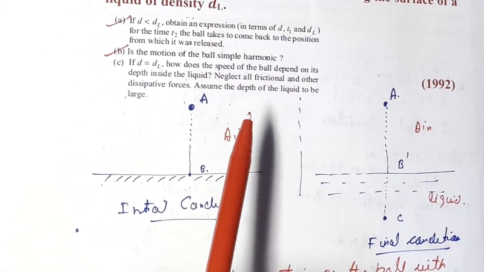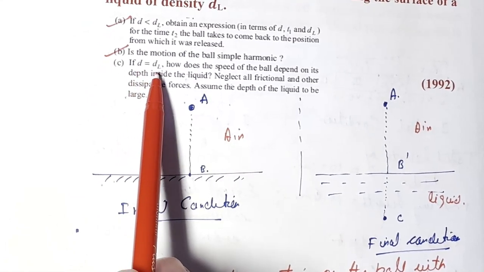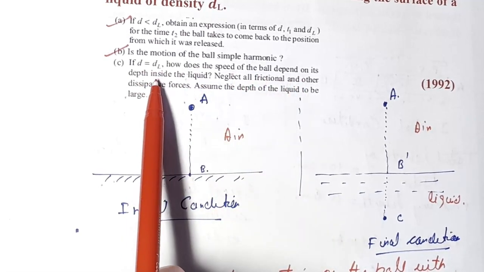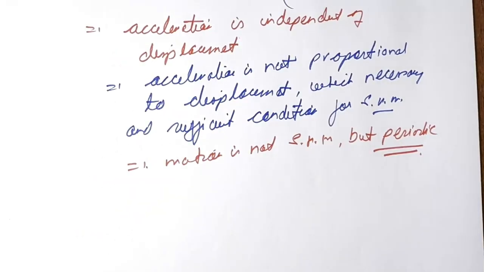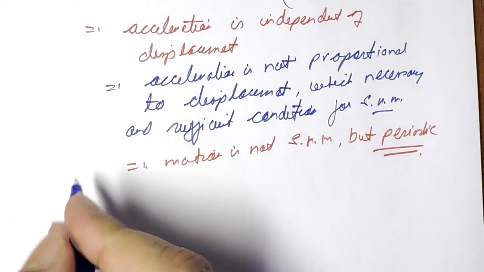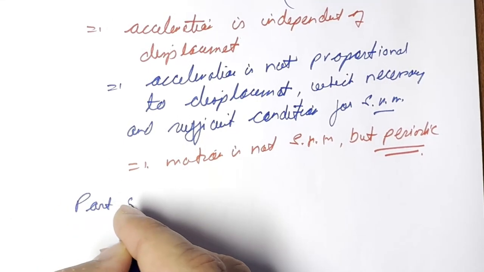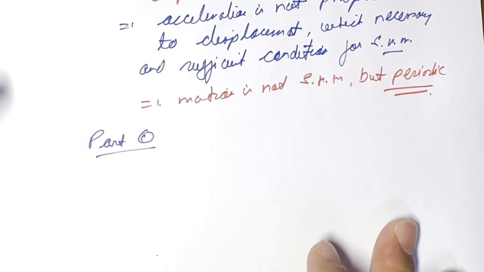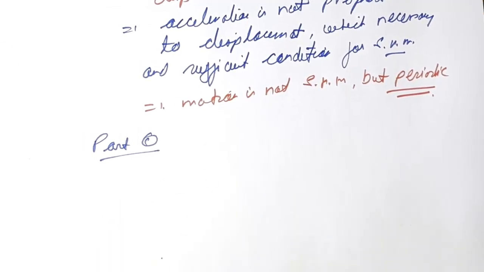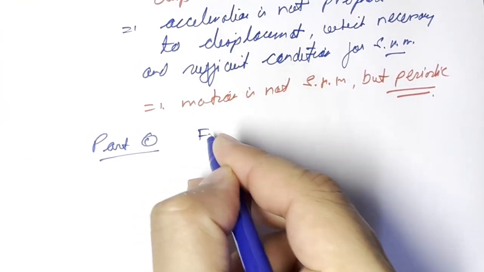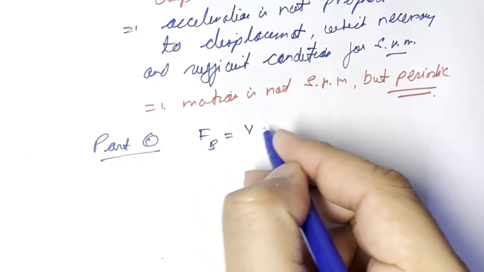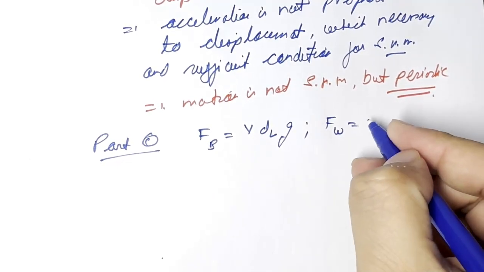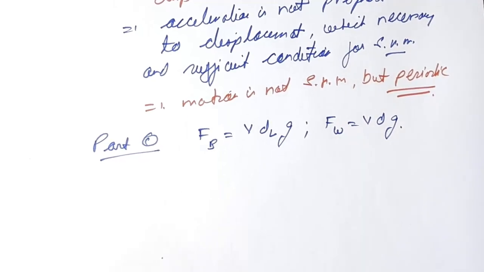And part C, it is given that if d is equal to dl, it means density of ball is equal to density of liquid, how does the speed of the ball depend upon the depth of the liquid? So let us solve part C. We already found out that as the ball enters the liquid, there will be two forces acting on it: buoyant force, which is given as V dl multiplied by g, and weight, which is equal to V d multiplied by g.